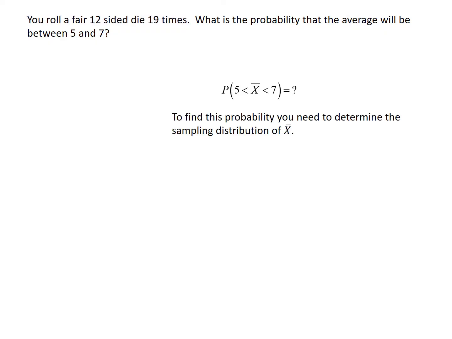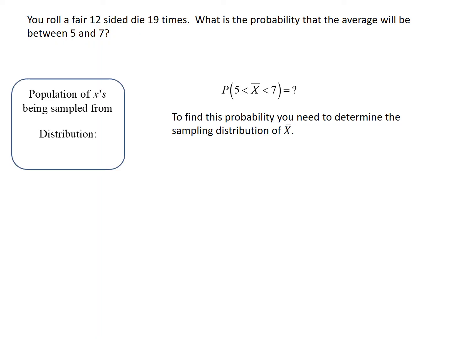To find this probability, we would need to find the sampling distribution of X bar. So that would depend on the population we're sampling from. Okay, so when we look at the population we're sampling from, it's the outcome when we roll the die each time. So when we roll the die each time, we're going to get one of the numbers 1, 2, 3, 4, 5, 6, 7, 8, 9, 10, 11, or 12. So this is a discrete population. The population we're sampling from, the parent population, is discrete.